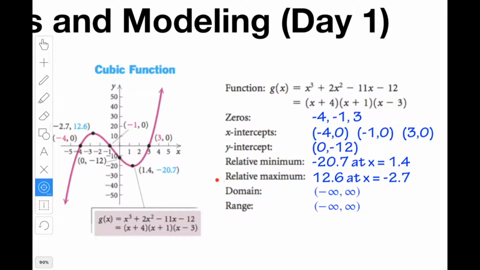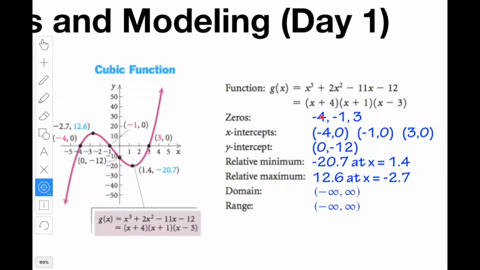We see a relative minimum down here at -20.7 when x is equal to 1.4. We see a relative maximum value at 12.6 when x is equal to -2.7. The domain and the range are both all real numbers.